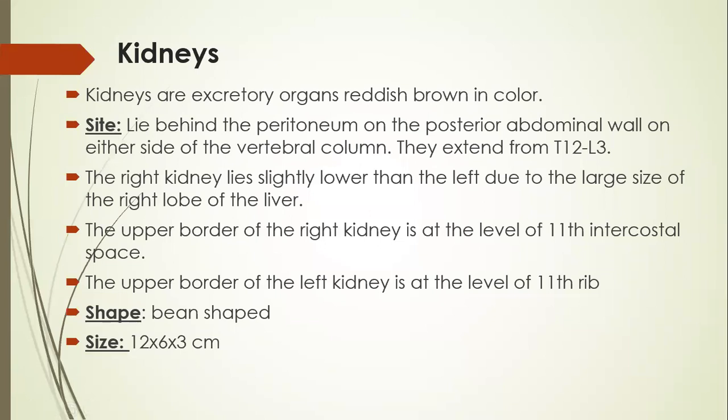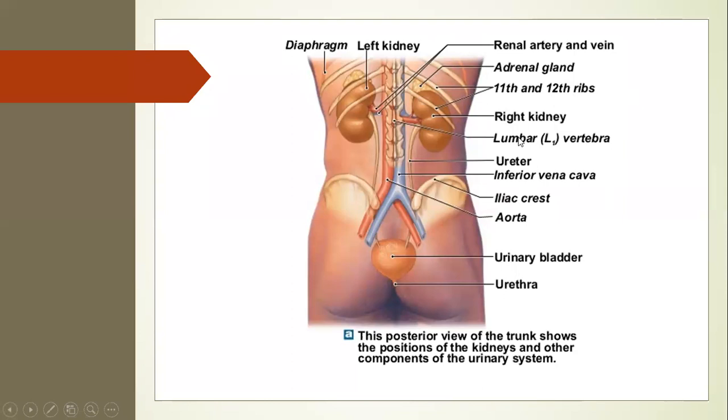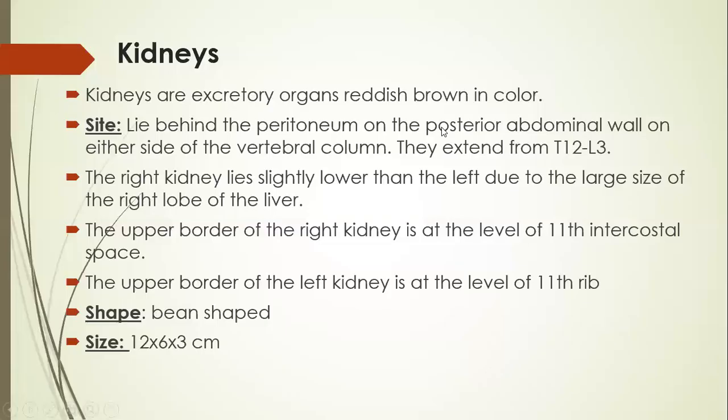The right kidney lies slightly lower than the left due to the large size of the right lobe of the liver. As you can see here, this is the right kidney. On the top, there will be the liver, which will be occupying most of this quadrant, so it will push the right kidney slightly downwards. So always you find the right kidney is slightly lower than the left. On the left side, we have the stomach, so it is not much of an obstruction. So the left kidney will be in position, but the right kidney will be slightly below.